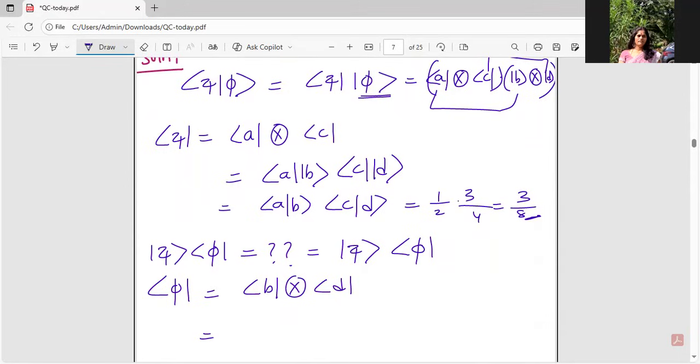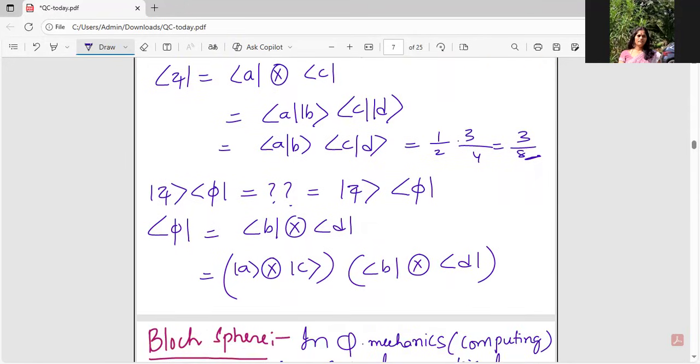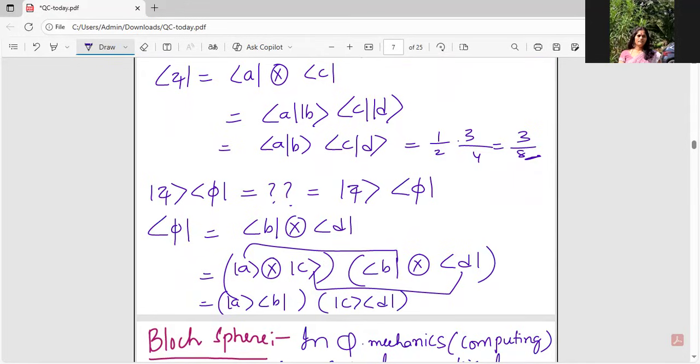What I will be getting would be ket A, tensor product of ket C into dual of ket phi, that is dual of ket B, tensor product, dual of ket D. See what happens, guys? This one to this and this one to this. So what I'll be getting is an outer product of A and B into outer product of C and D. If you have the values for it, you will substitute. If you can get the values for it, you will substitute.